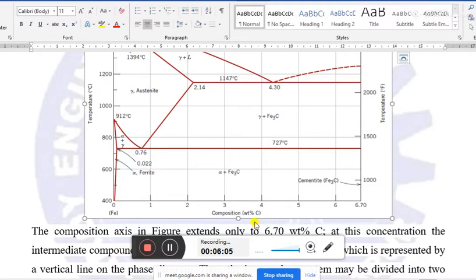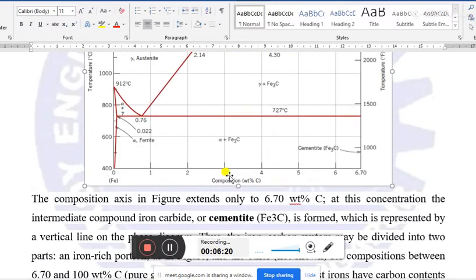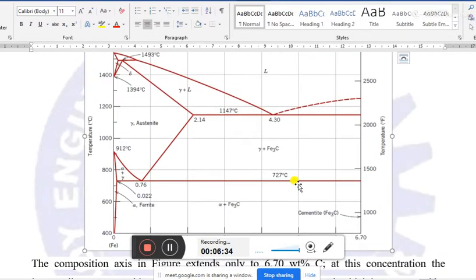Now here the two components in the system are iron and iron carbide. But as the component which is added to the system is carbon, that's why we are representing weight percentage of carbon in the composition axis. Now coming to the phase diagram. In the phase diagram, these red lines are the phase boundaries. We have studied about phase boundaries in the previous classes.